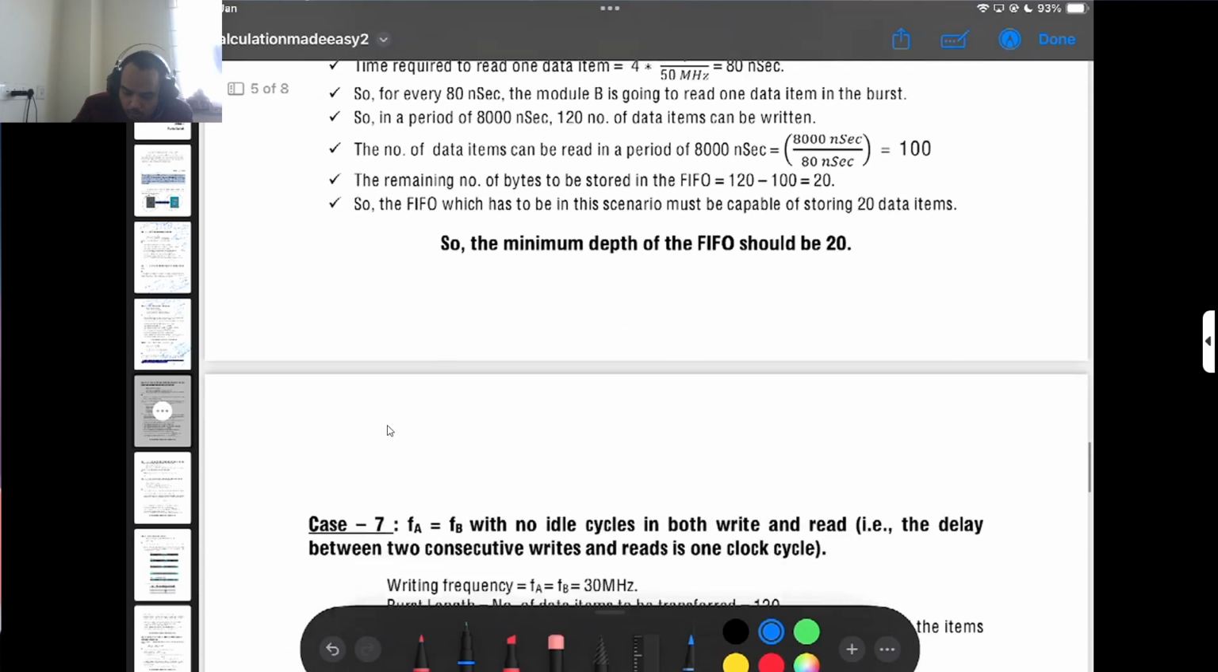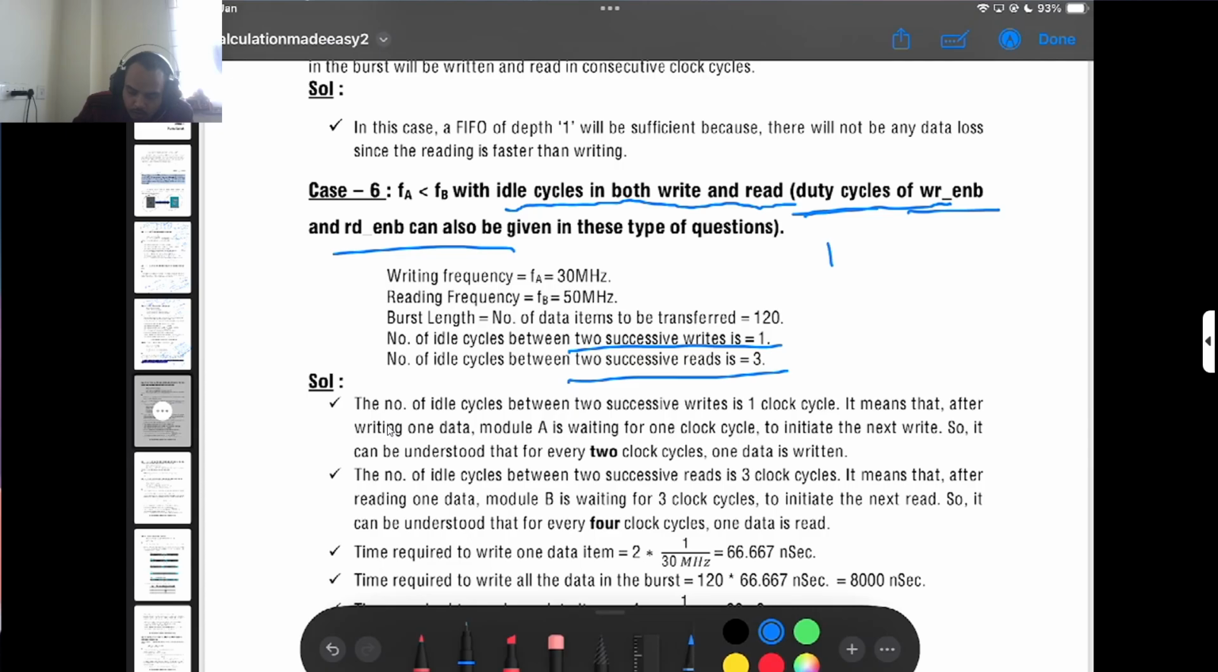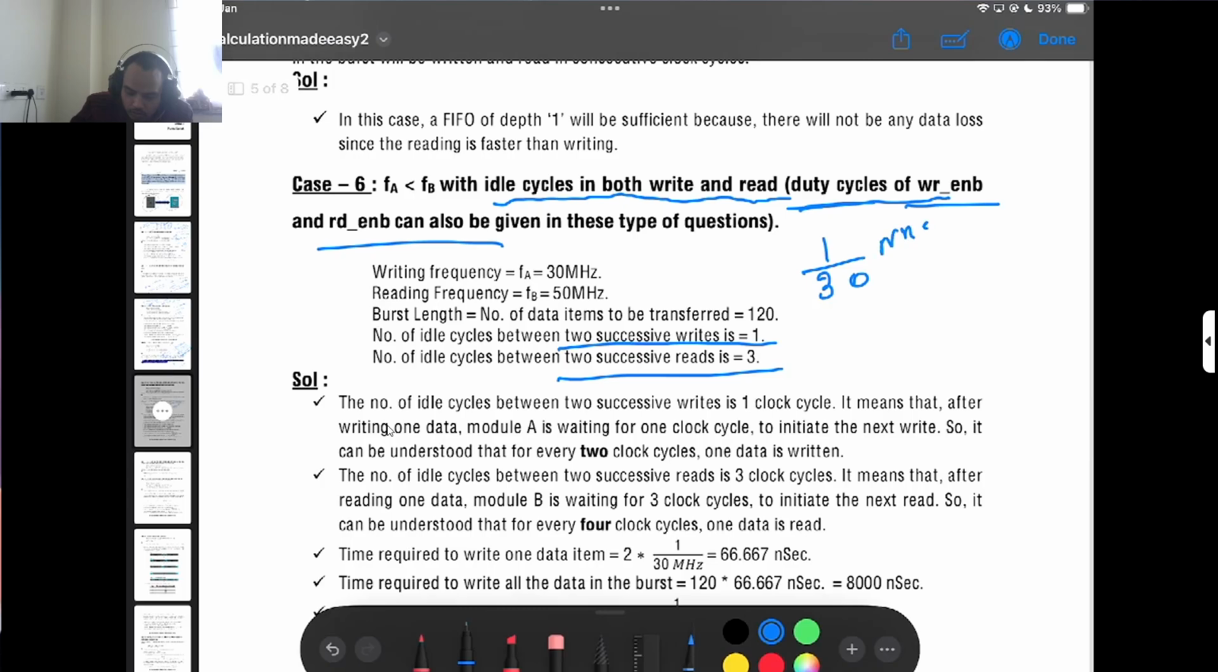Here I try to solve the problem. My FA is 30 megahertz, so the clock period is 1 by 30 megahertz, which is 1000 by 30 nanoseconds.